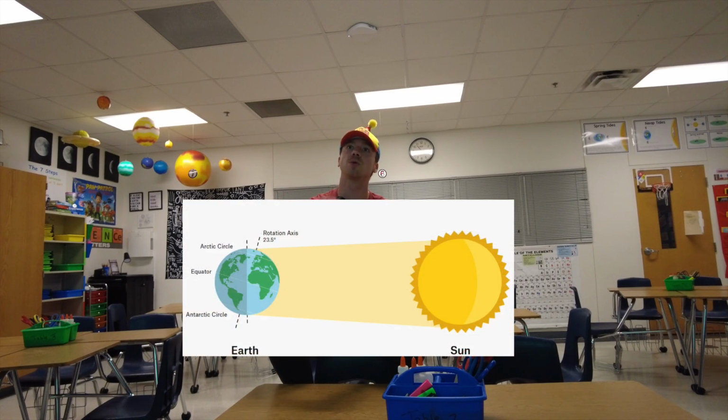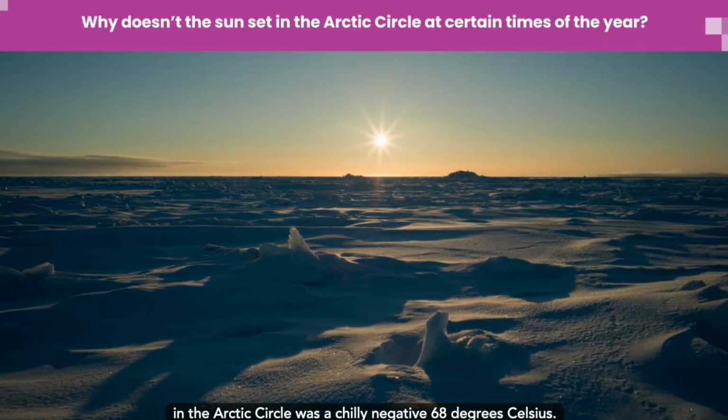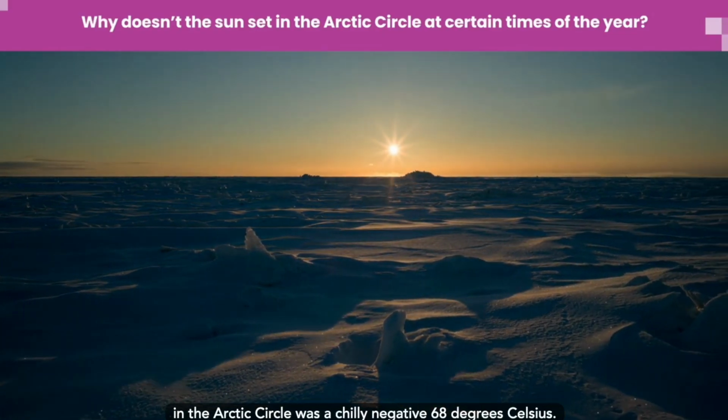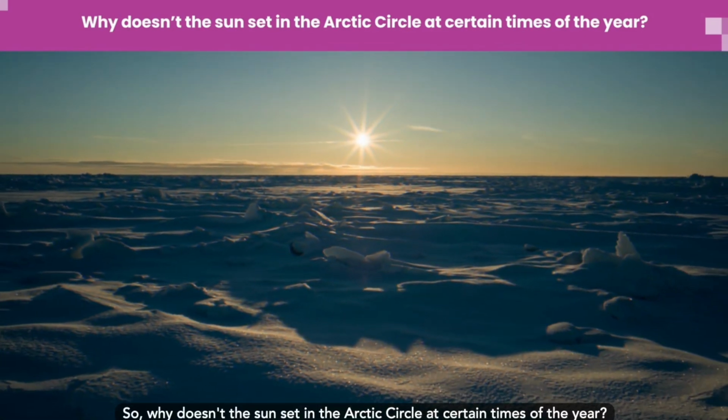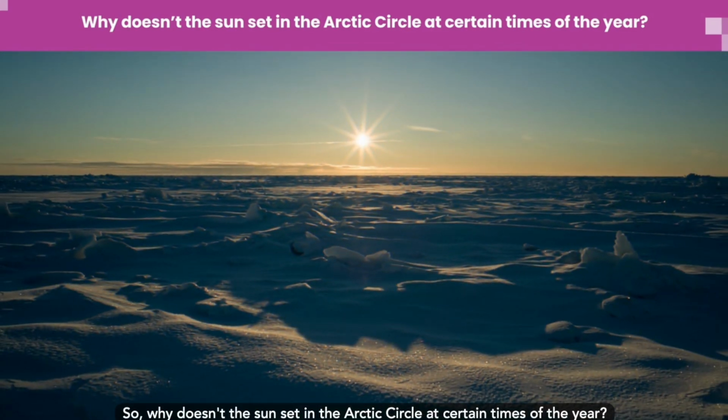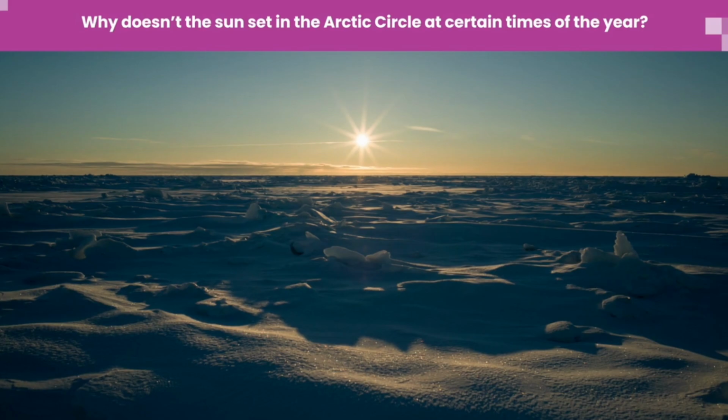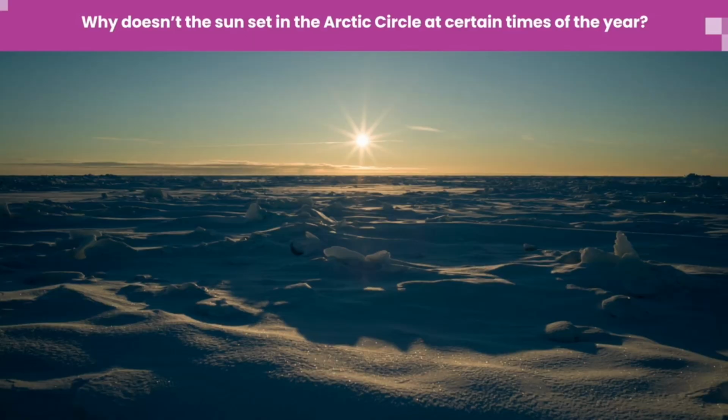while others tilt away. During summer in the northern hemisphere, the North Pole is tilted towards the sun. This means that areas within the Arctic Circle receive continuous sunlight for several weeks, even during the night. The sun appears to skim the horizon but never fully sets. This is what creates the midnight sun phenomenon. Look here. Now, in winter, the opposite happens. The North Pole tilts away from the sun, and regions in the Arctic Circle experience weeks of total darkness, known as the polar night.